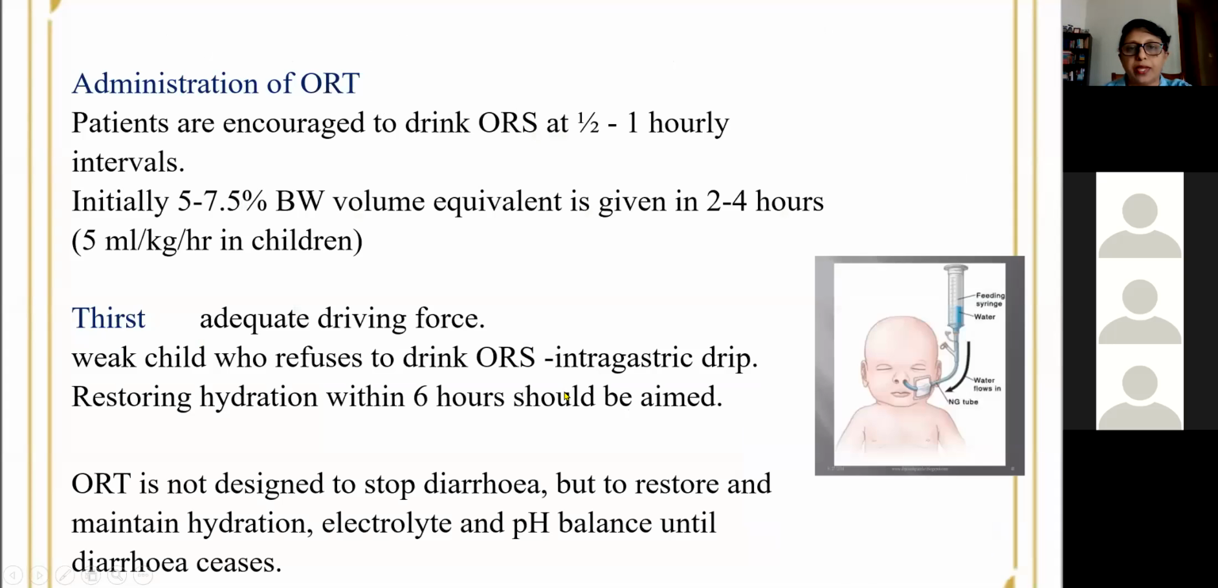Now, how should it be administered? The patient should be encouraged to drink ORS at half-hourly to hourly intervals. And thirst will be an adequate driving force. When there is dehydration, we will have thirst, so thirst is an indication that we have to take fluid. Sometimes, in children, the child will refuse to drink. In such cases, we can give it intragastrically, directly into the stomach, as an intragastric drip. We can start that.